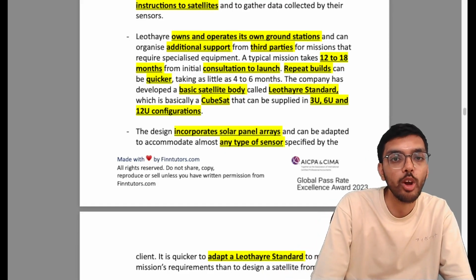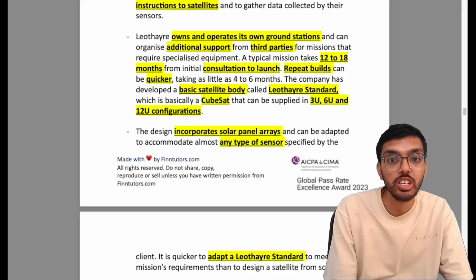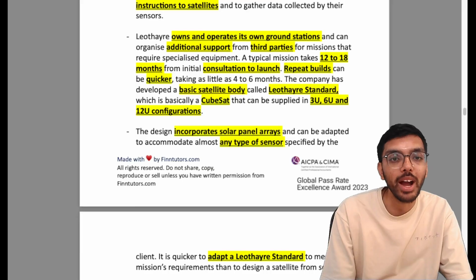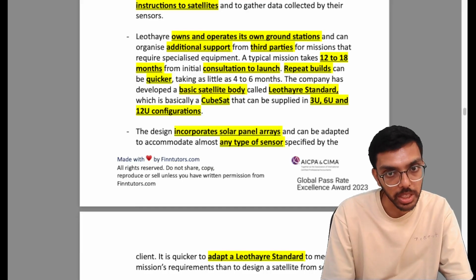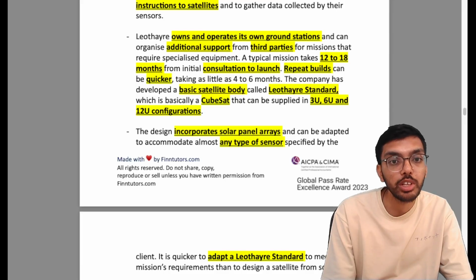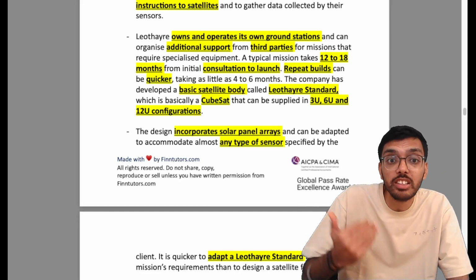Leothayre owns and operates its own ground stations that can organize additional support from third parties for missions that require specialized equipment. A typical mission takes 12 to 18 months from initial consultation to launch. So the gestation period is long.